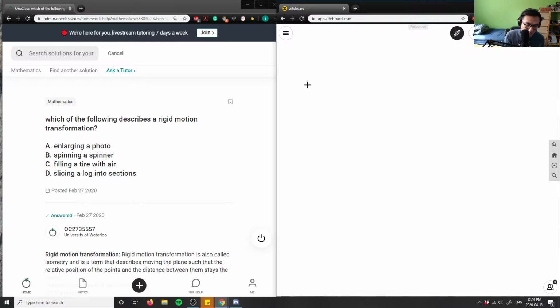Okay, so it says here, this is a geometry question, or actually, I think it's more so a pre-algebra question. It says here, which of the following describes a rigid motion transformation? So this is question 2. So I'm talking about this concept of rigid motion transformation.